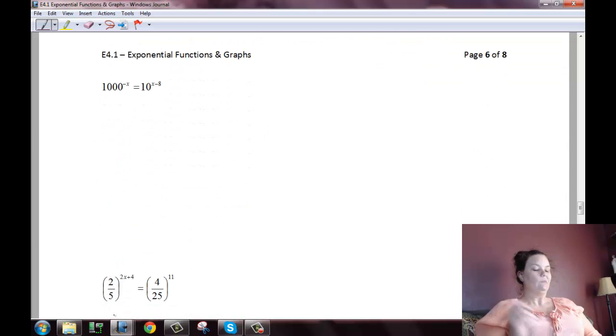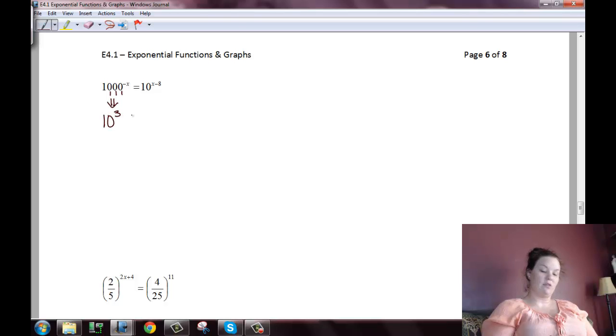Same thing here. Okay. Any power of 10 will be a 1 with zeros. So if it's like 0.001, 0.01, 1000, those are all powers of 10. And the easiest way to do it is to count the zeros. So notice here I have 1, 2, 3 zeros, which means this is the same as 10 to the third.